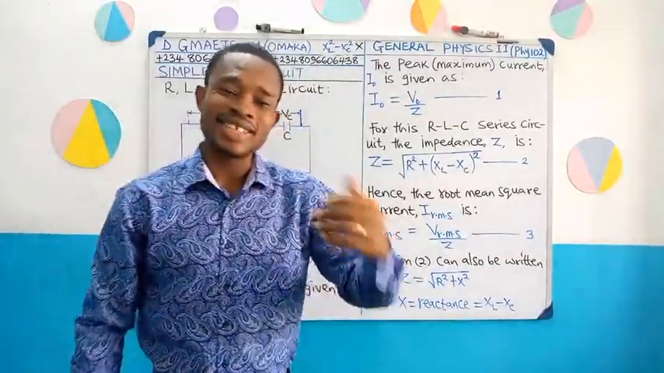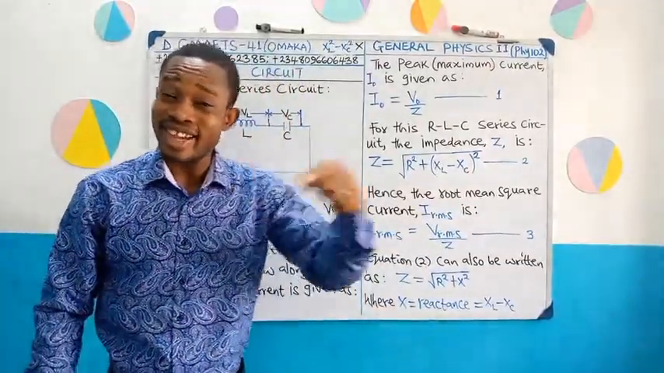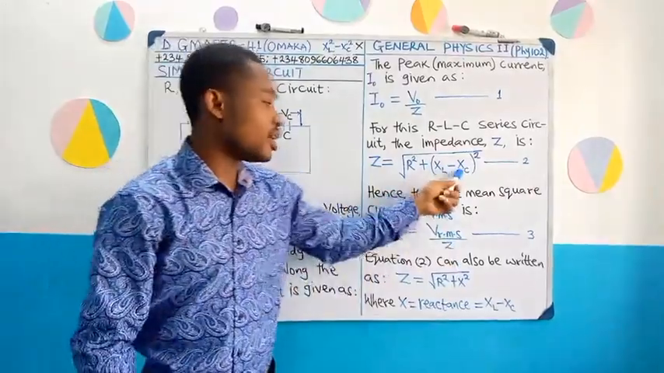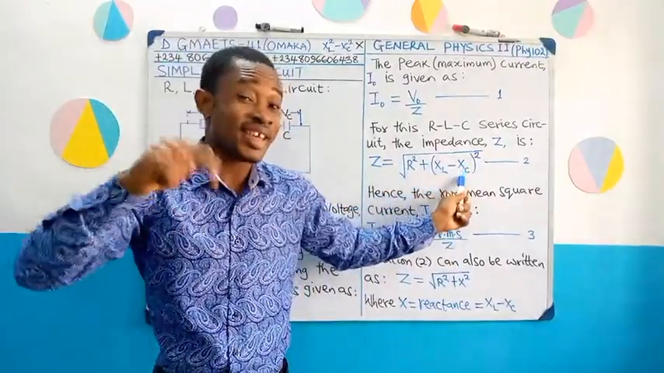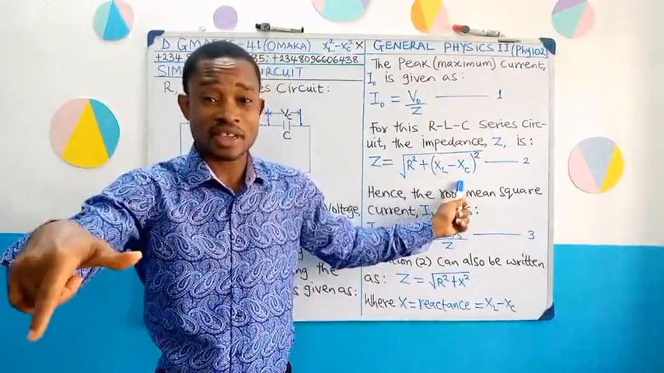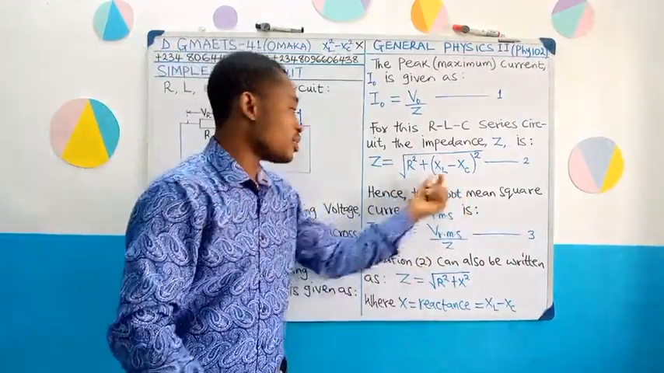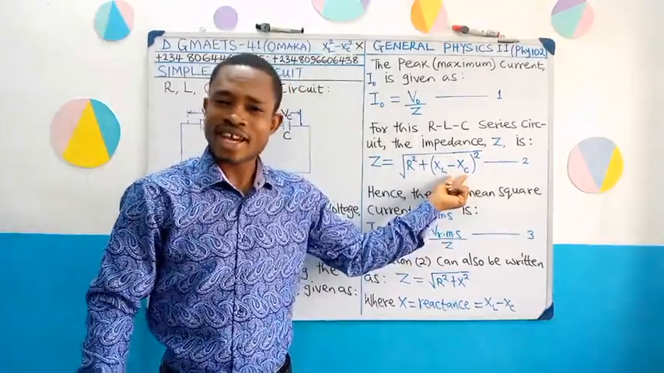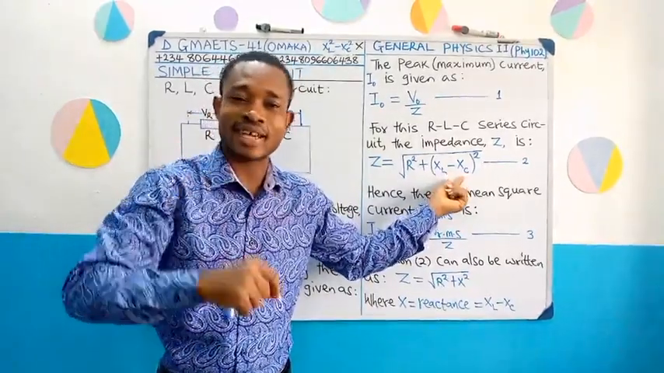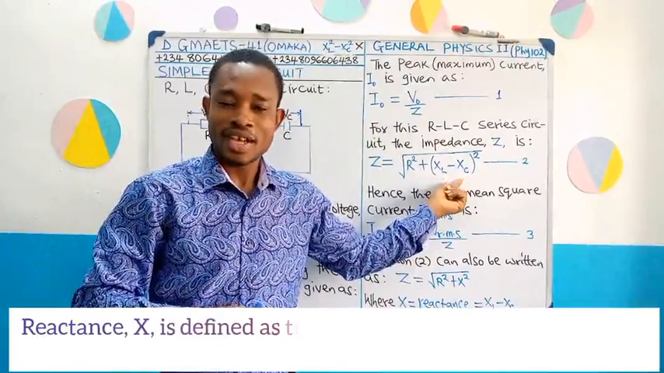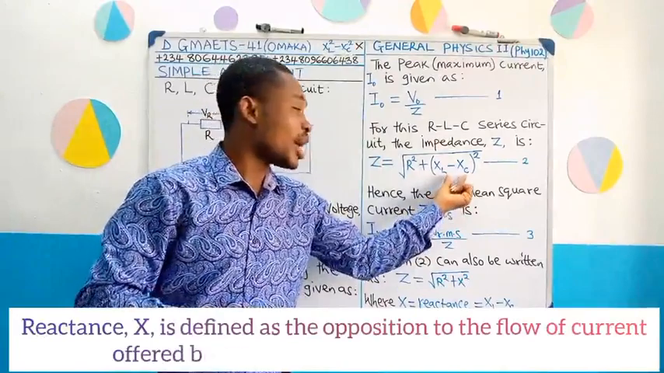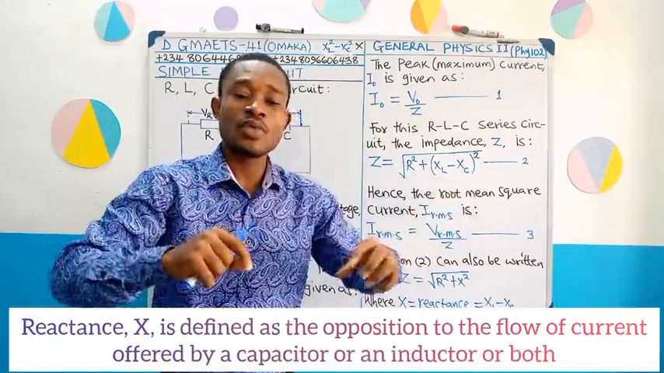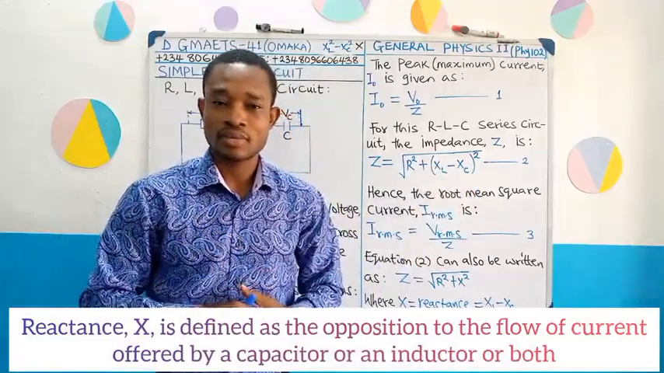XL is known as inductive reactance. And then XC is known as capacitive reactance. You could still hear another reactance there, is that also? Which means this term in bracket here is actually known as reactance. Are you following, right? It's actually known as what? Reactance. And we use X for it.